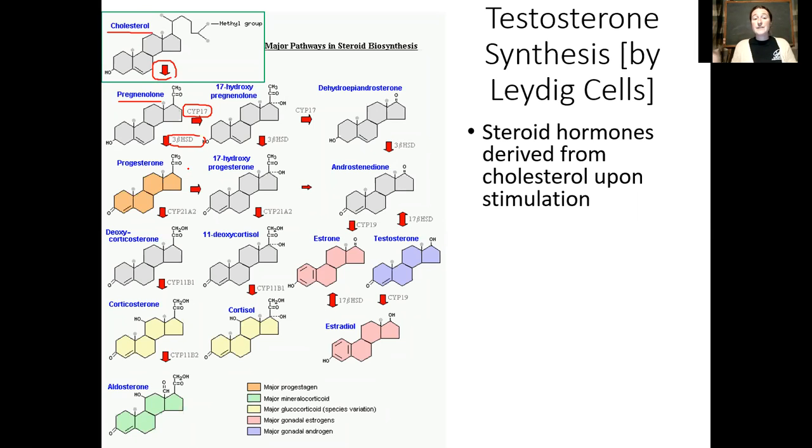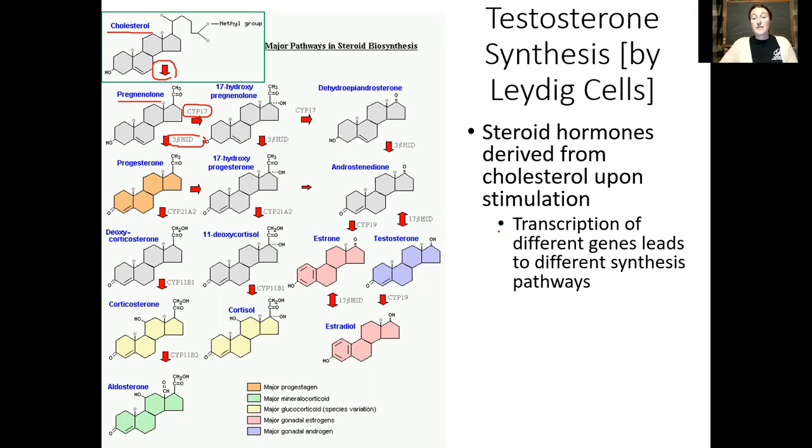This is how our bodies can regulate how much of any of these different hormones we have. We can turn on the CYP17 gene, or we can turn on the 3-beta-HSD gene. All of these genes are tightly regulated by hormones and by different types of factors, including genetic factors within our body. So we can shift this metabolic pathway in a lot of different directions based on the presumed need of the body at the time. Transcription of different genes leads to different synthesis pathways.